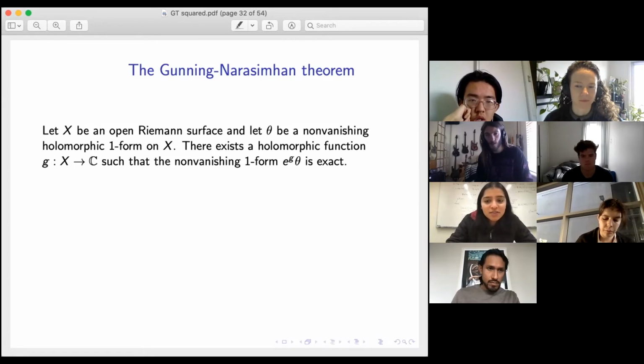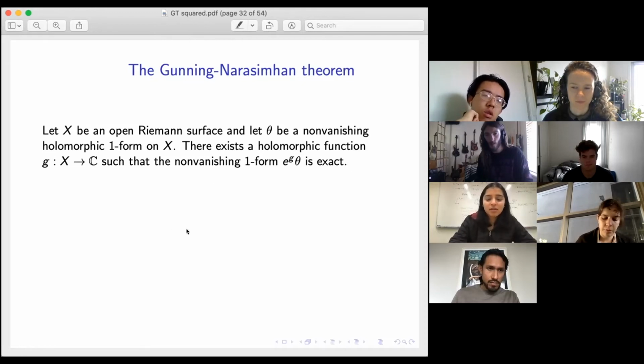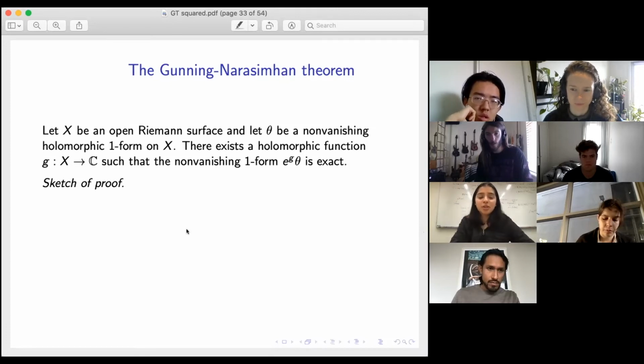So what does it mean for this to be exact? Well, that just means that there is an immersion capital F such that dF is equal to e to the G theta. Okay, the proof uses basic homology theory and Riemann surface theory, and I'm going to try and give you a sketch of the proof.